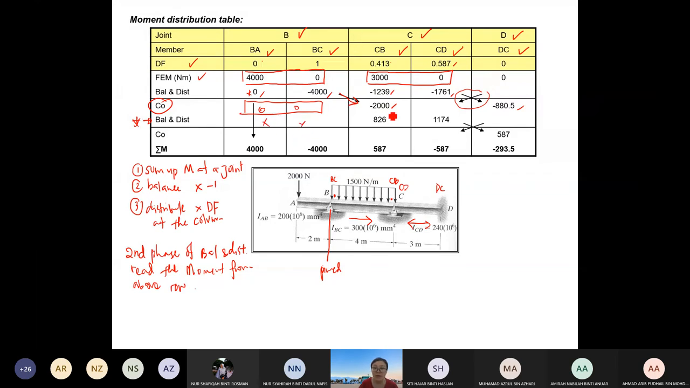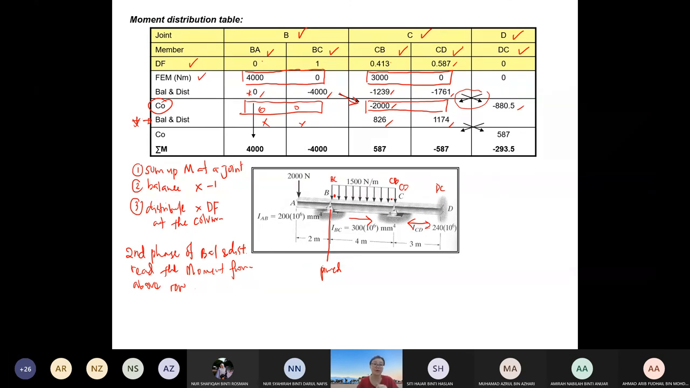Okay, for joint C, you are going to have this. Meaning that you are going to repeat balancing, sum up of this moment, negative 2,000. Balance it, become 2,000. Multiply with 0.413, you get this value. Multiply with 0.587, you get this value. Okay, so this is how you do your balance and distribute.